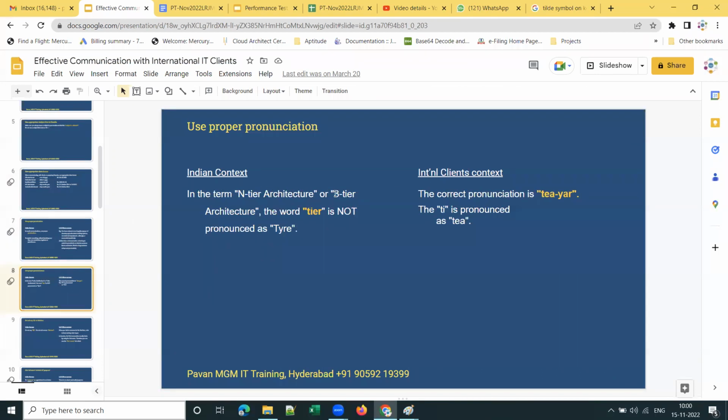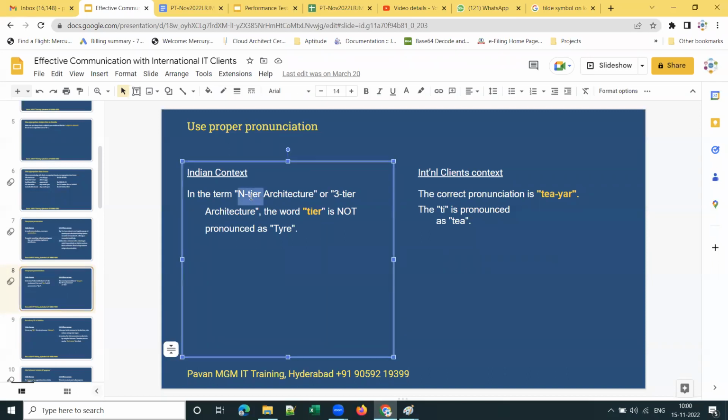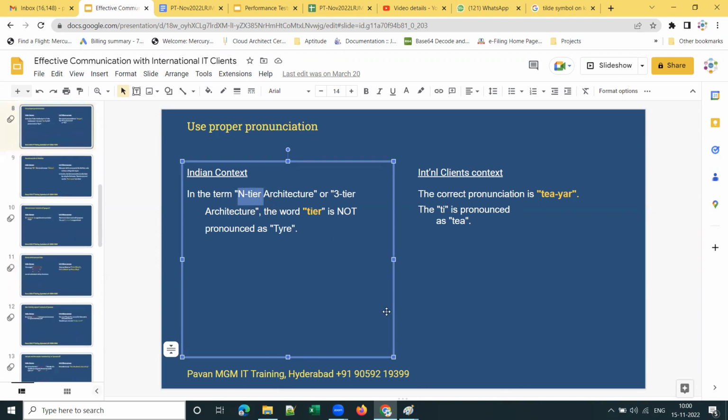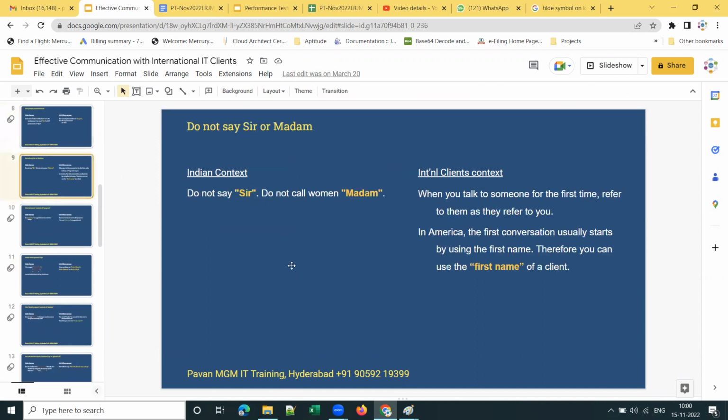So for example, this should be read as tier, N tier, okay? Not tire, right? It should not be pronounced as tire. It should be pronounced as tier. In that way, I listed out some terminology and some do's and don'ts, right? So please go through this. Do not say sir or call someone madam, right?